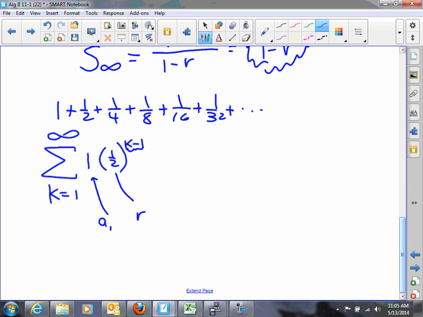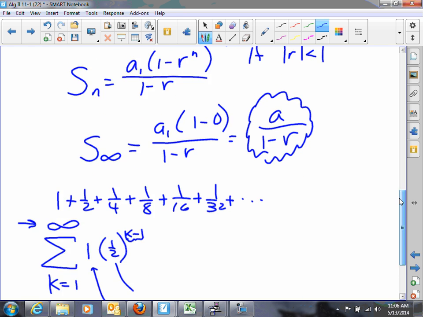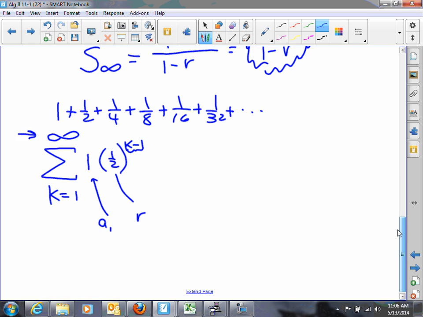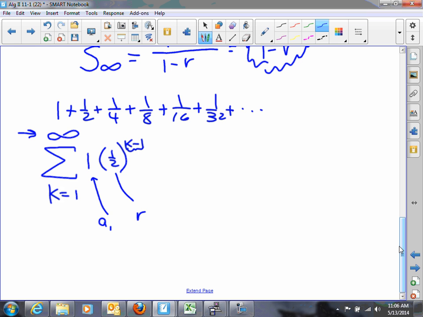And we put an infinity up here at the top to show that we're just going to keep going forever and ever. But even though we do have infinity up there, we do know the value to which this converges because of the formula, as long as your common ratio is greater than -1 and less than 1.